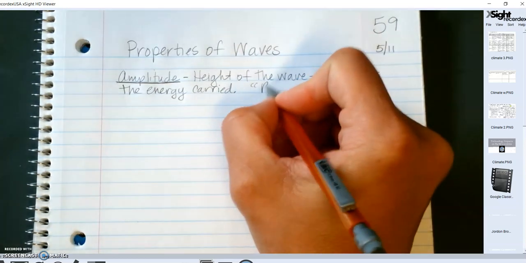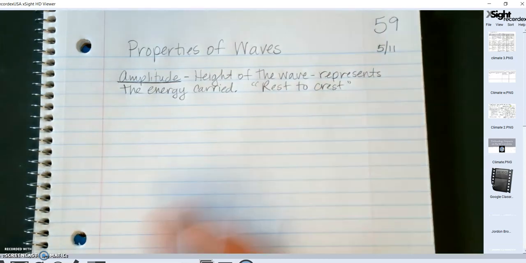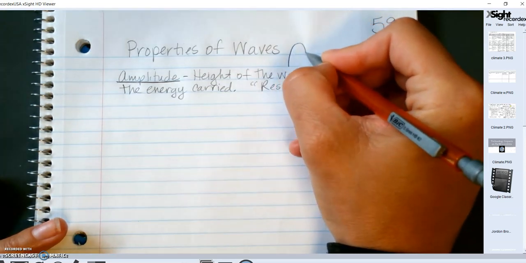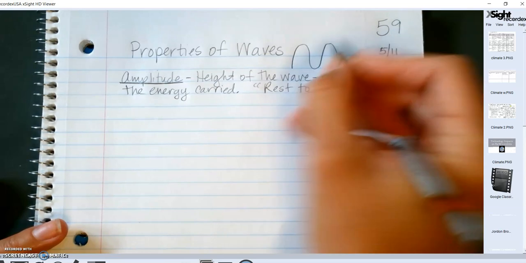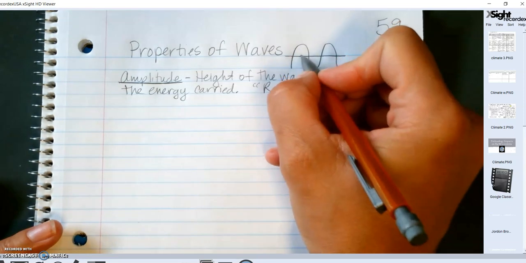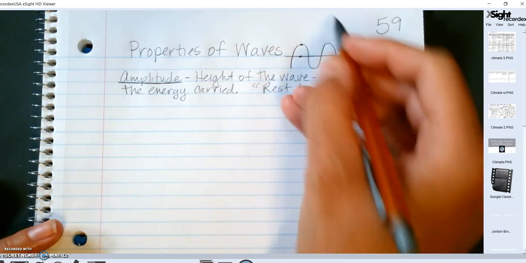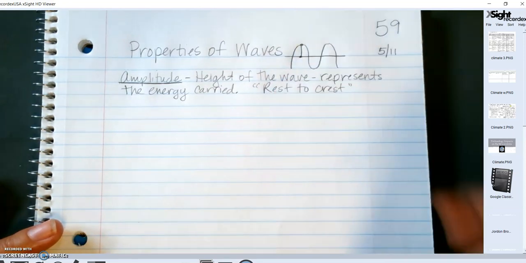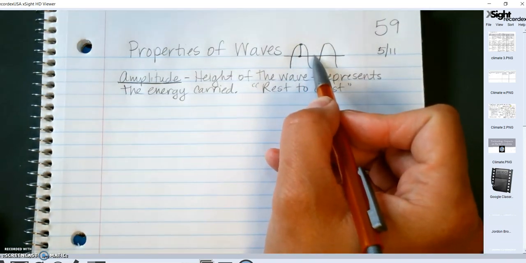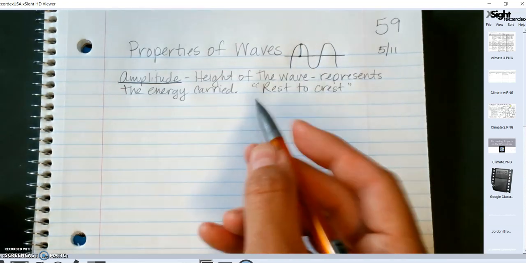I like to say rest to crest when we're measuring. So I'm going to do it up here real quick. If I were to make a wave, and I'll just do a transverse wave here, and I have my rest point in the middle, the amplitude is going to be from the rest point to the top of the wave, which we call the crest. That's a measurement. It's going to be the height or a distance of how tall the wave is, and you could also do it from rest to trough, but it doesn't rhyme, so we like rest to crest. And you just make a measurement.